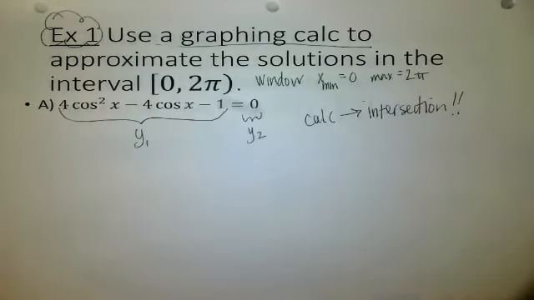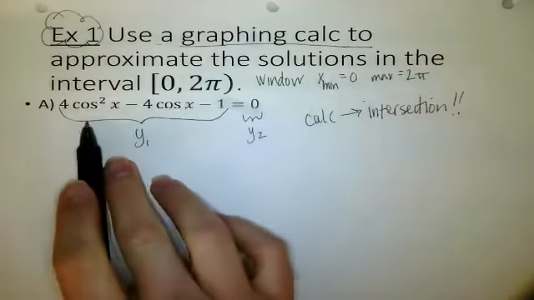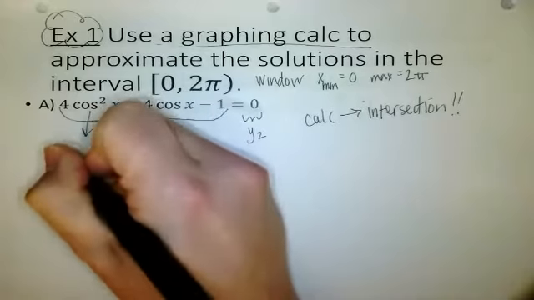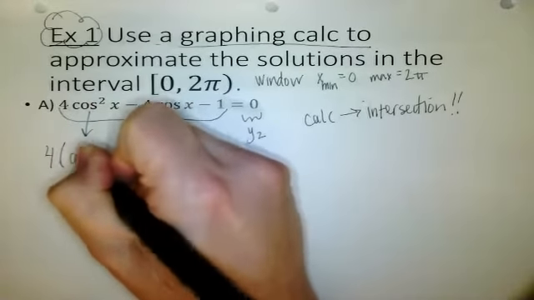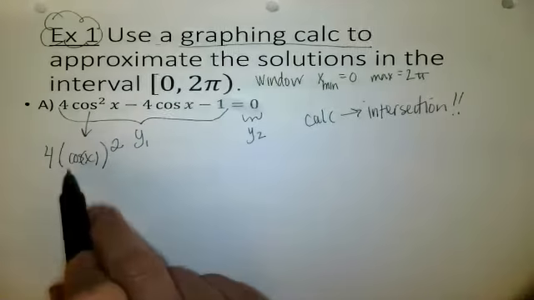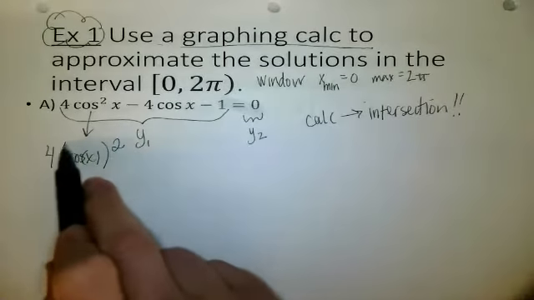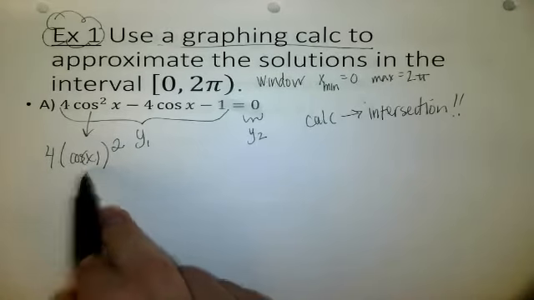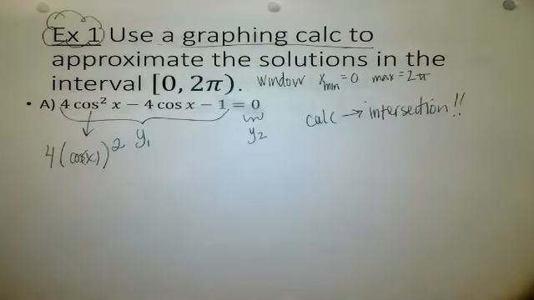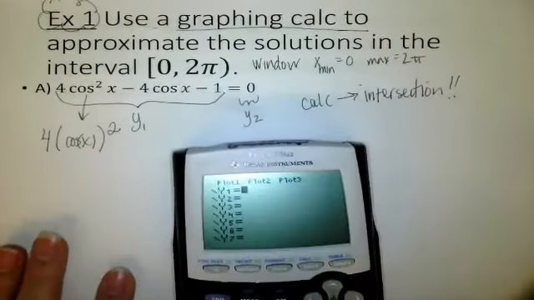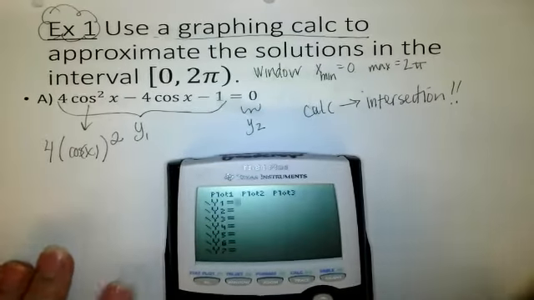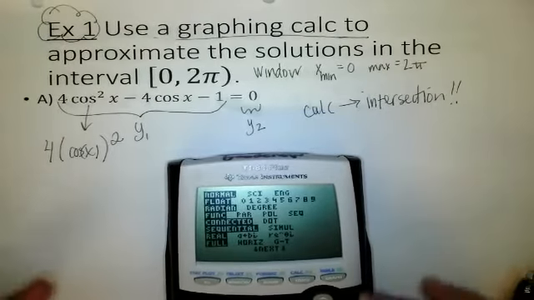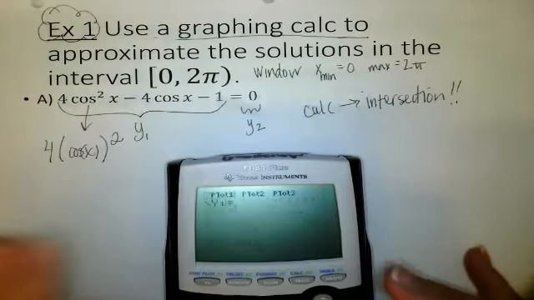Of course, the hardest part is just making sure that you type this in properly. In my calculator, this is 4 times cosine of x being squared. You have to square the entire function cosine of x, so make sure you use parentheses appropriately. It's even easier in the Casio, so we're going to type this in. First of all, we should be in radian mode. So make sure you're in radian mode.